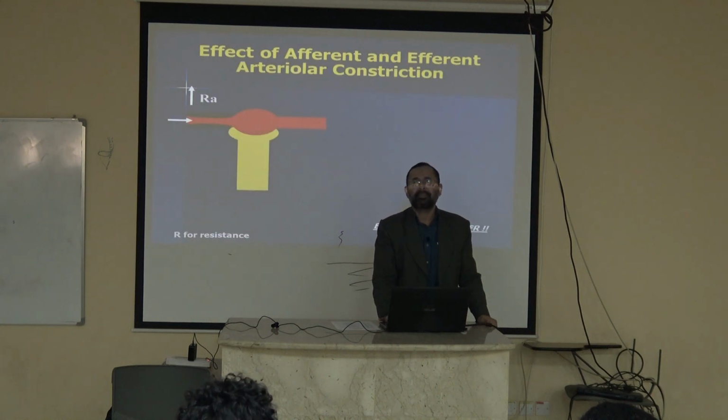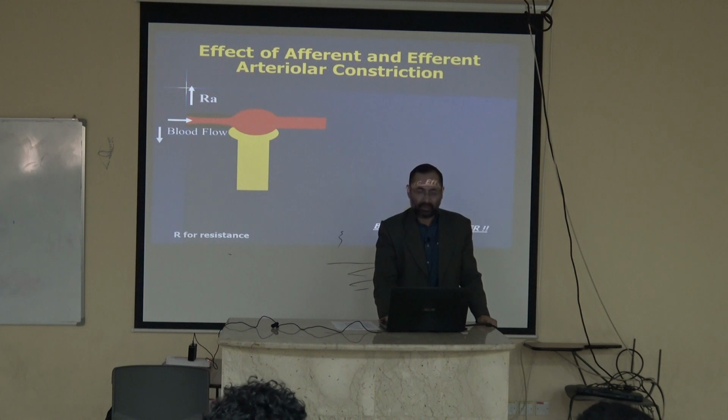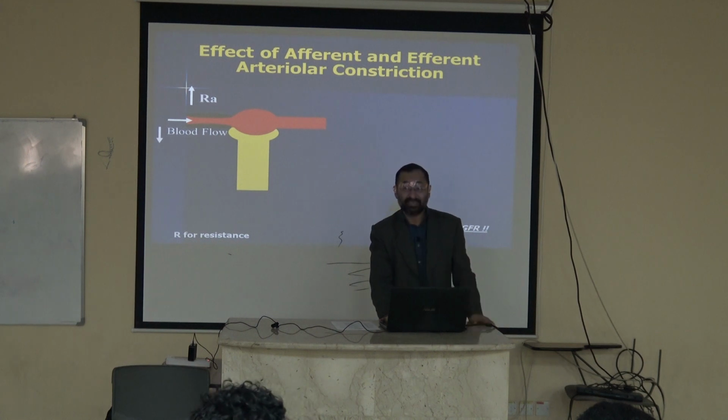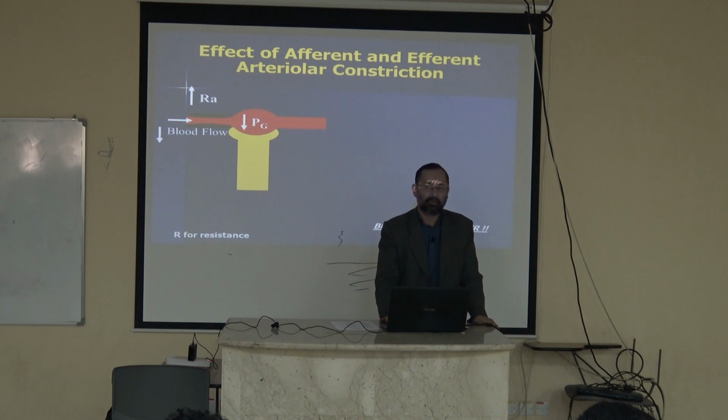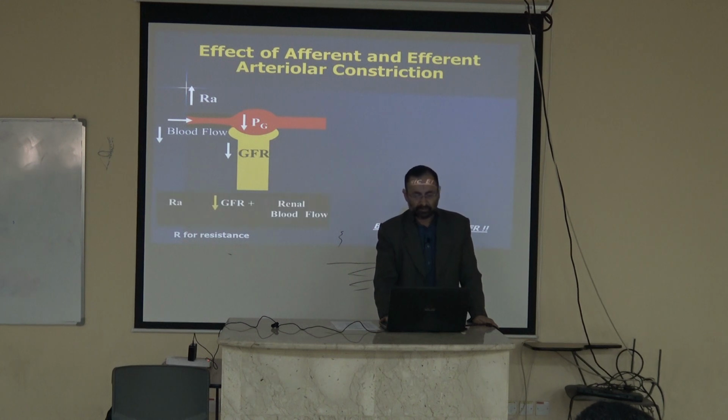It's very simple. This diagram is showing you this RA, the afferent arteriolar resistance. If there is vasoconstriction, what will happen to the resistance? So you can see the arrow direction. The blood flow is decreasing because you are constricting the afferent arteriole. What will happen to your filtration? The glomerular pressure definitely decreases and the GFR is decreased. So obviously the blood flow is decreasing, the pressure is decreasing, so GFR will definitely drop.